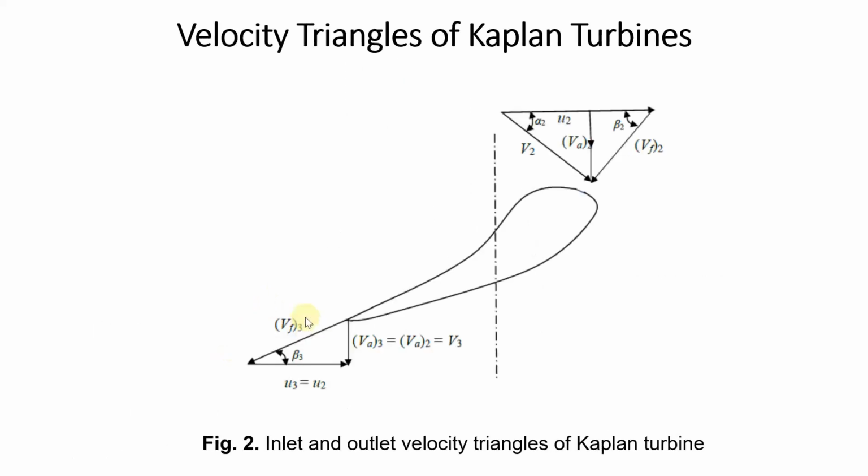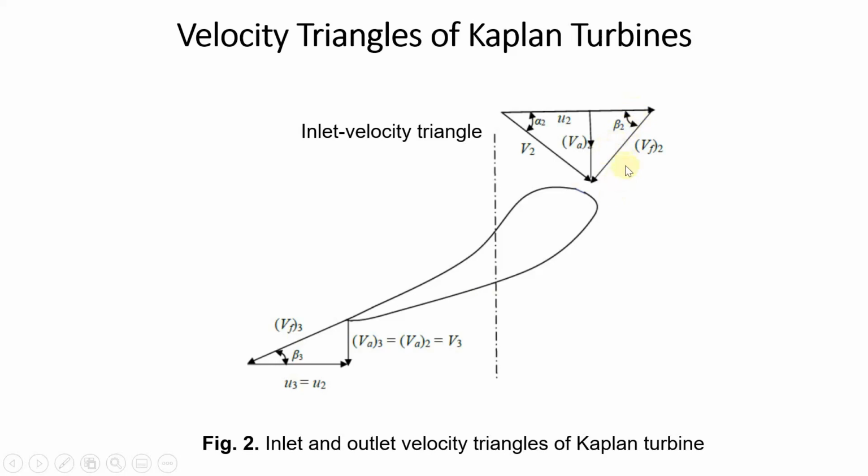Now if we look at any particular cross section of the blade, this is an aerofoil cross section of a Kaplan turbine blade, and here we want to discuss in figure 2 the inlet and outlet velocity triangles of a Kaplan turbine. So here is the inlet velocity triangle. Here alpha 2 is the inlet guide vane angle. That means it is the angle at which the absolute velocity V2 approaches the blade, with an angle of alpha 2 with reference to the blade speed given by u2.